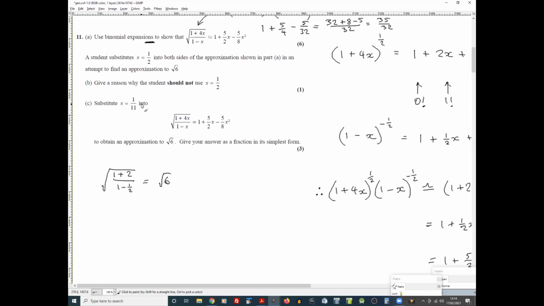Well, they're suggesting x equals 1 over 11. That's well less than a quarter, so that's fine. But how is that going to work? Now, they haven't asked us how it's going to work, but we might wonder. So let's have a go at that. Let's say 1 plus 4/11 over 1 minus an 11th. Can you simplify that?